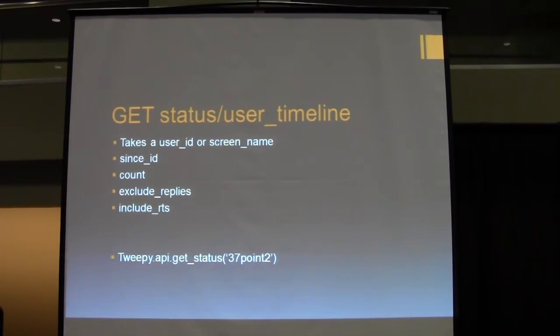Include RTs, that stands for retweets. So if you retweeted someone, by default, that doesn't actually come in this stream from here, but include_retweets equals true, boom. You get all the retweets the person did, which, as we go further into some of the stuff, I'll point out why that's a really good idea to do. But basically, down at the bottom, tweepy.api.get_status, and then just the username. That's going to return back 100 tweets for whatever user. Done.